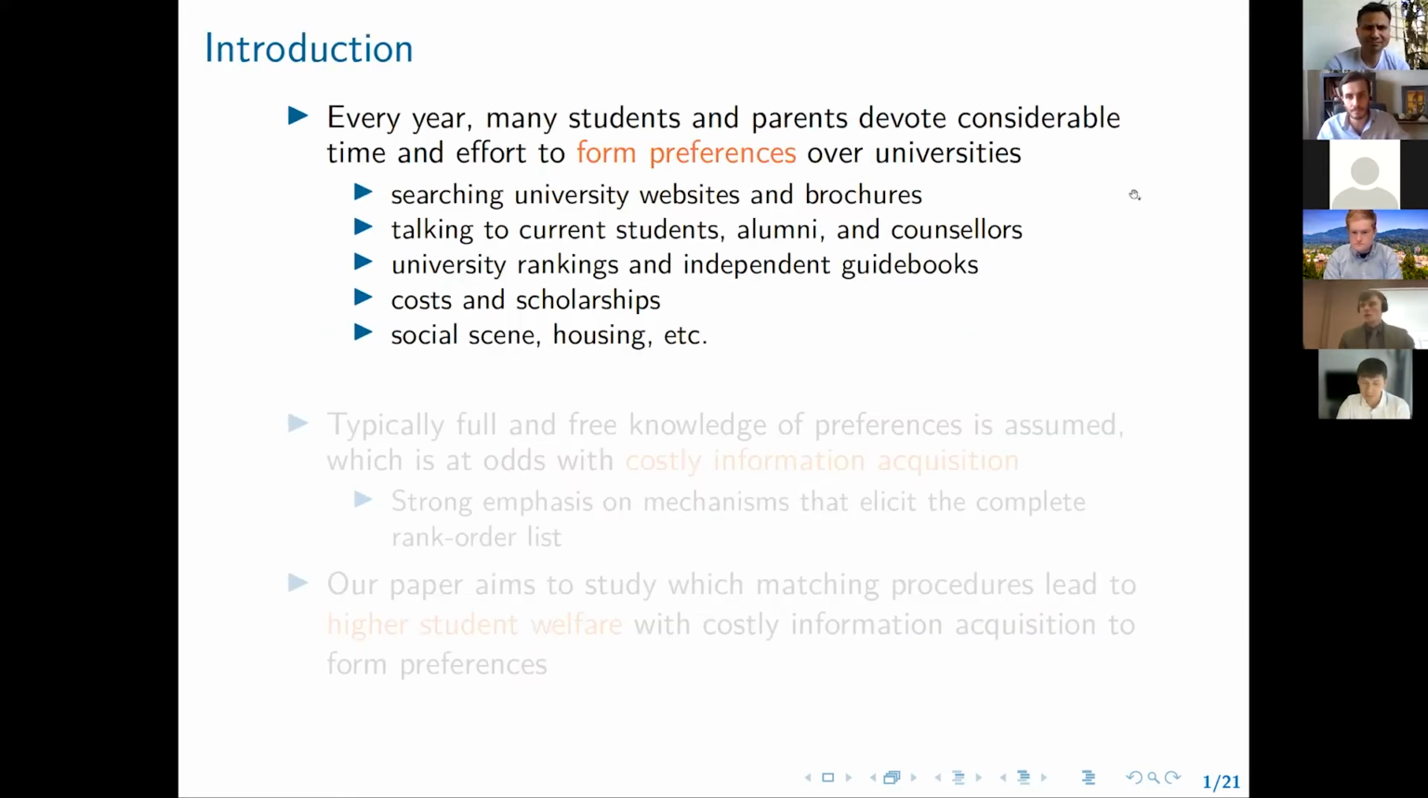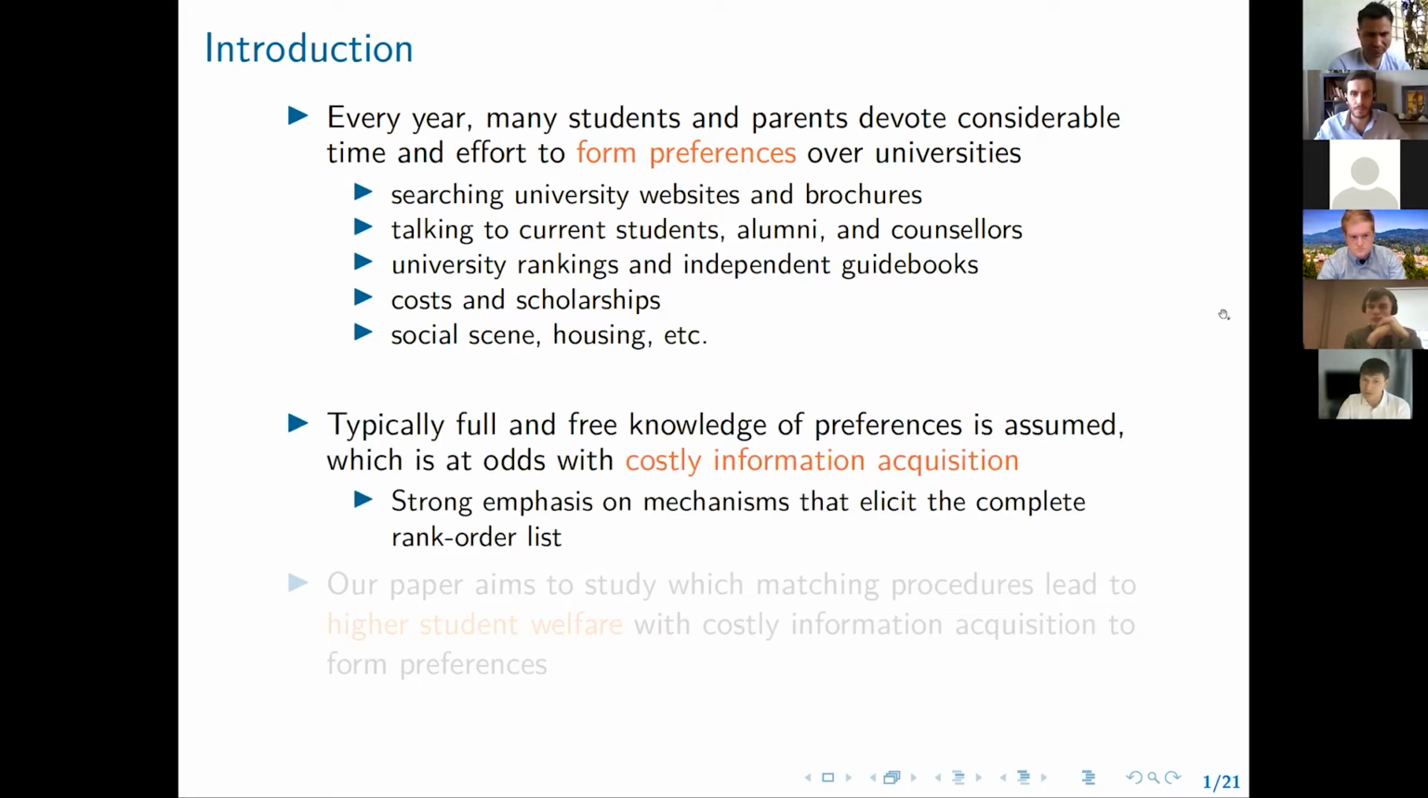So in this paper, we are motivated by the fact that we observe that many students and their parents spend a lot of, or at least a considerable amount of time every year to actually form their preferences over colleges. And these activities include searching the websites, maybe going into details of the program by considering university rankings, and also studying the costs and conditions for living on campuses.